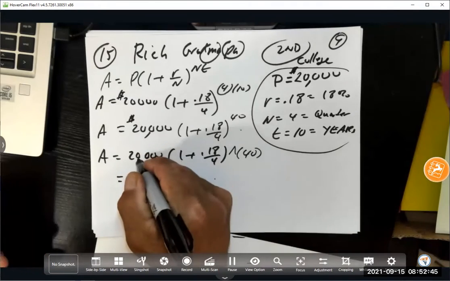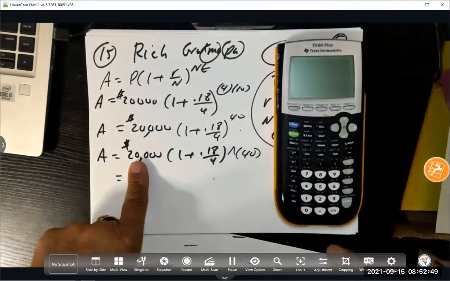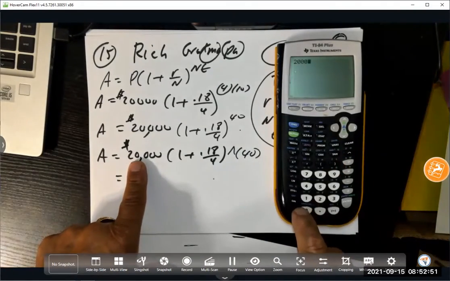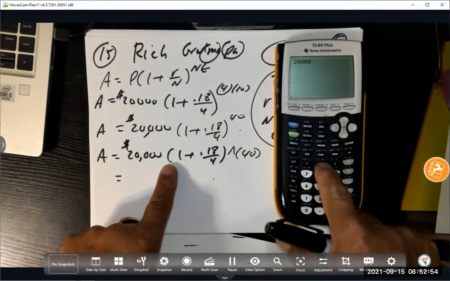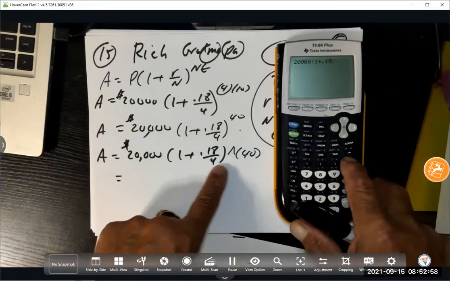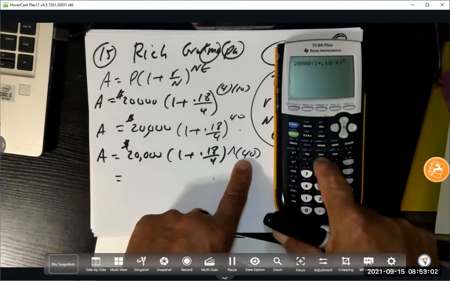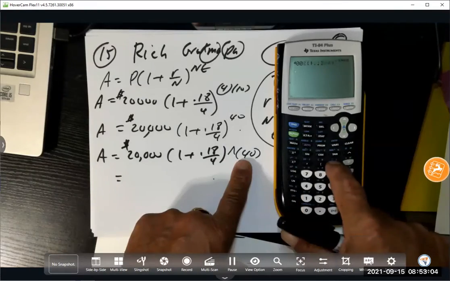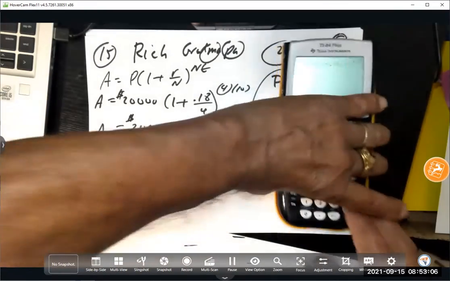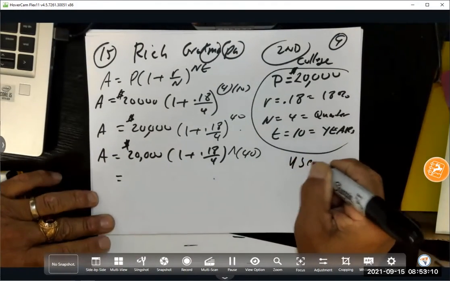20,000, and I'll do it right here next to you. $20,000. Put $20,000 in there. And 1 plus 0.18 divided by 4 to the power of 40. You ready? Just give me numbers. How much money is that? How much money this is, and they give you the username.